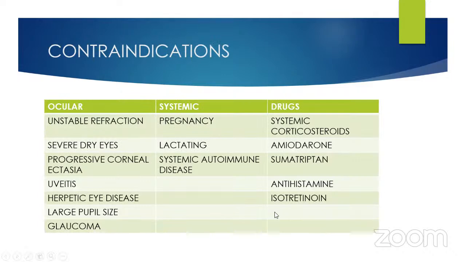Coming to contraindications, in ocular contraindications: any unstable refraction, severe dry eye patients, progressive corneal ectasia, recurrent uveitis, herpetic disease, large pupil size, which is more than 5 mm, and glaucoma patients are contraindicated. In systemic: pregnancy, lactating, systemic autoimmune diseases, these patients are contraindicated. Drugs: systemic corticosteroids, amiodarone, sumatriptan, antihistamine, isotretinoin. These patients are relatively contraindicated. Few drugs can be stopped a few weeks before the surgeries and then they can also undergo surgery.